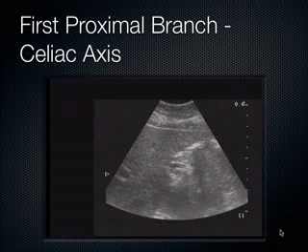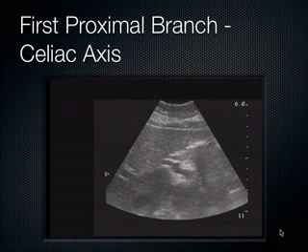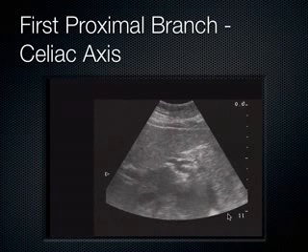Yeah, let me freeze it for you here. Hold on. Let me back it up. Right about... it's not really good right there. Hold on. Oh, yeah, here we go. So this is the celiac axis coming up right here. And then, boom, splenic and common hepatic going that way.